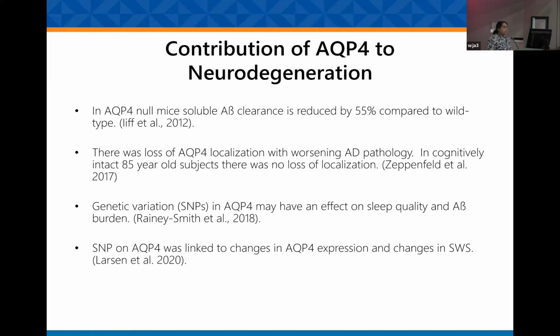There's also been more recent research looking at single nucleotide polymorphisms in aquaporin 4, and some studies have shown that depending on the single nucleotide polymorphism that's present or missing, that might have an effect on sleep quality and amyloid beta burden. And this can also have an effect on aquaporin 4 expression and changes in slow wave sleep as well.